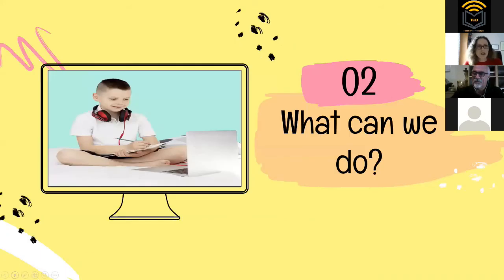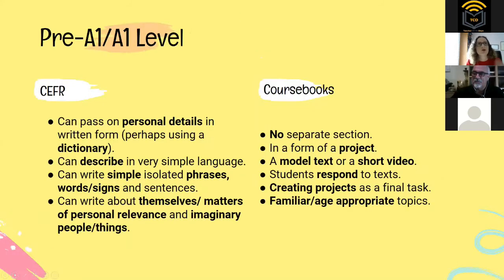So what can we do in order to create a writing friendly environment? Let's start with the pre-A1 and A1 level. We're talking about juniors and seniors. According to the CEFR, the Common European Framework of Reference, and for those who are not aware of what this is, it's the international standard for describing languages. So it's a must. We should all read it at some point.